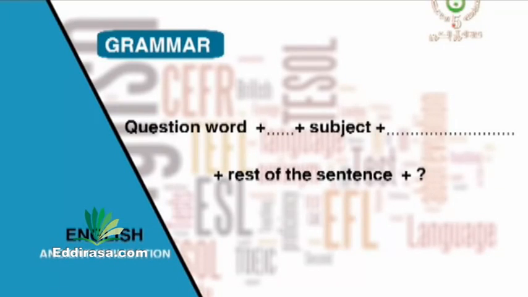Question word plus the blank plus the subject plus the blank plus the rest of the sentence and the question mark. Let's correct. The structure of WH questions in the present simple is the following. Question word plus do or does, plus the subject, plus the verb in the infinitive without to, that is the stem, plus the rest of the sentence and the question mark.